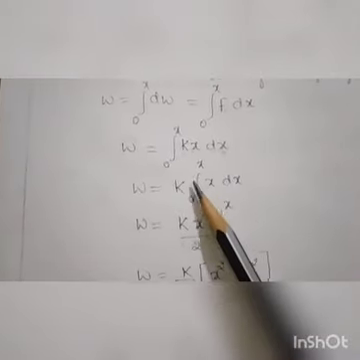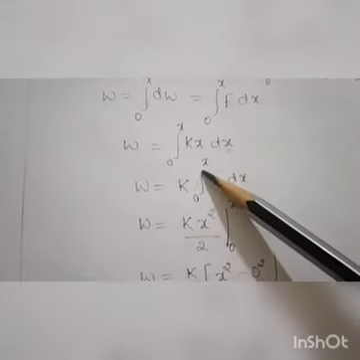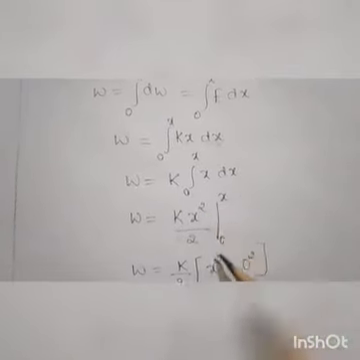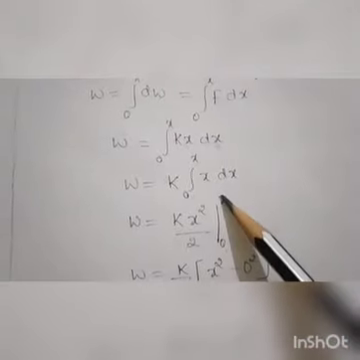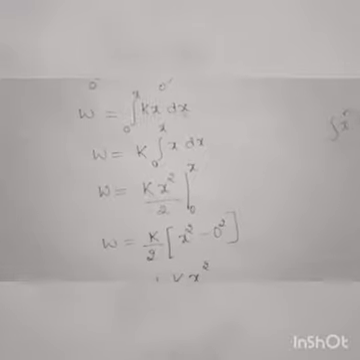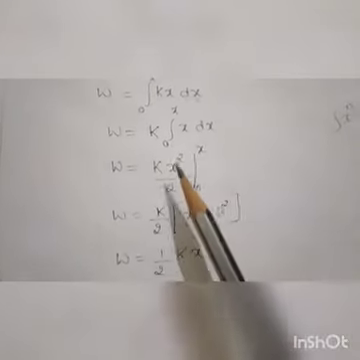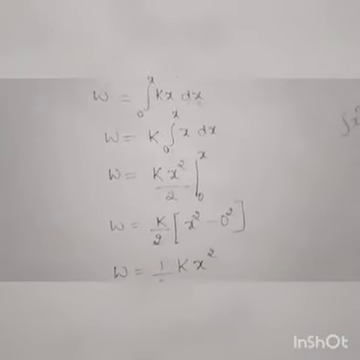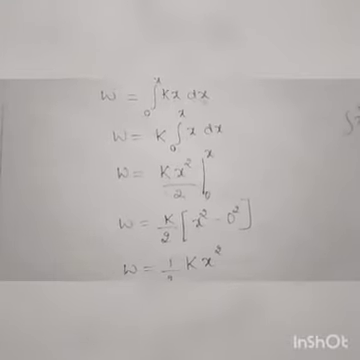After integration, we do not apply the integral symbol. That symbol is replaced, and for limits we draw a straight line and write 0 to x. X will be the upper limit and 0 will be the lower limit. First we apply the upper limit in place of the variable term that we integrated.